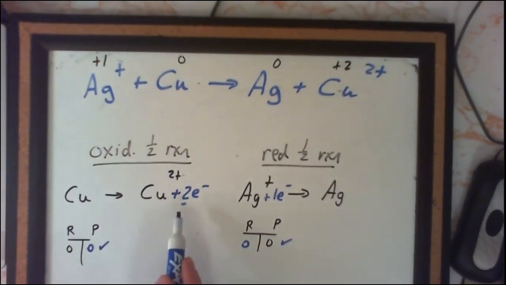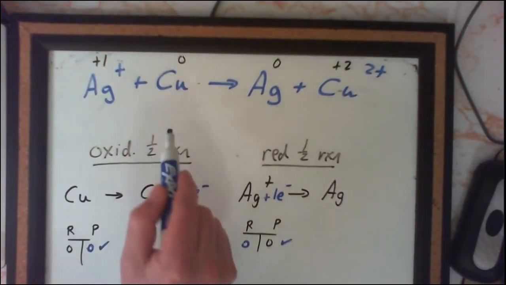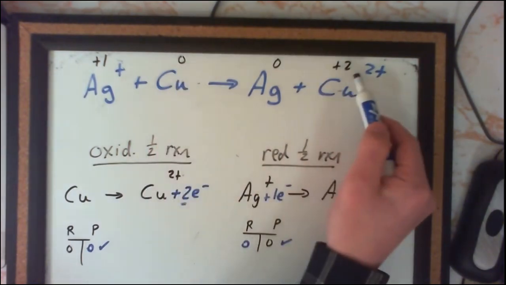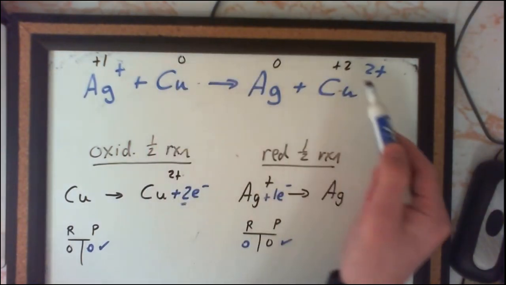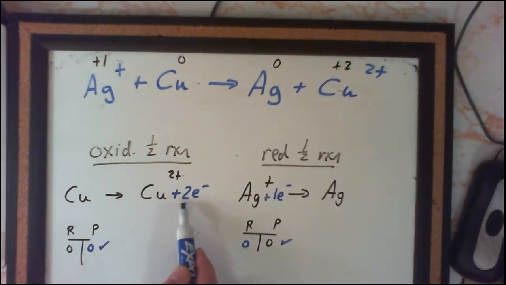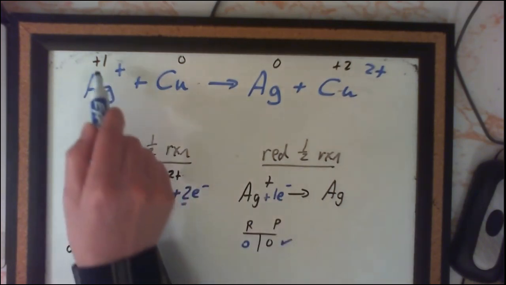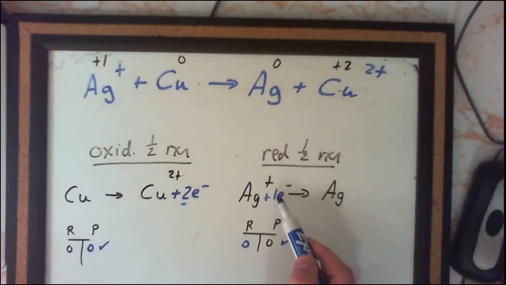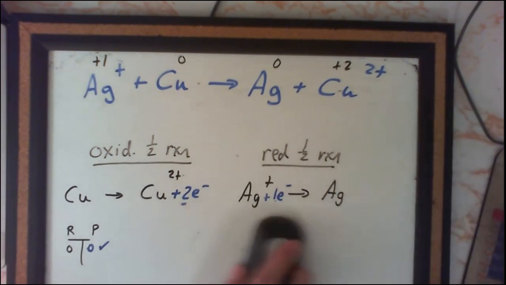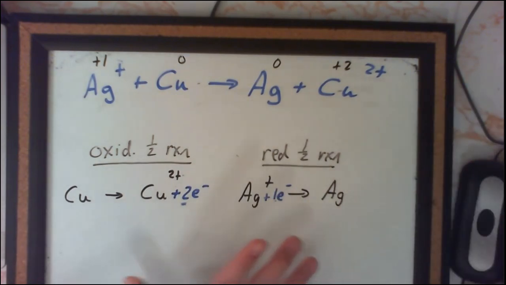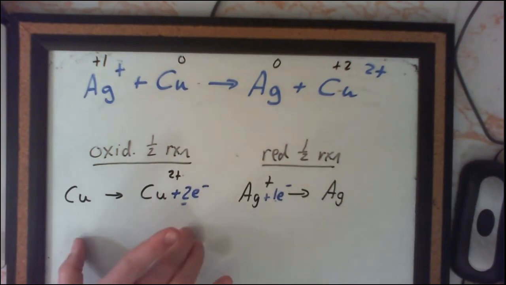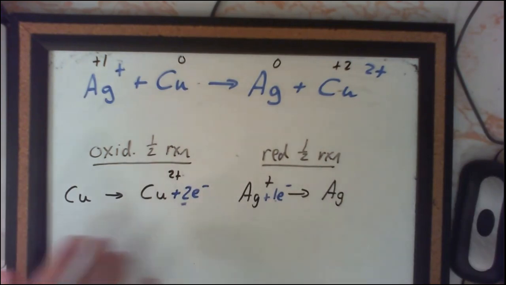And the reason why we had to add 2 electrons here was because the oxidation number changed from 0 to +2. So not only did the copper lose electrons, but specifically it lost 2 electrons, which is the number of electrons we had to add here to balance the charge. Likewise, the silver went from +1 to 0. It gained electrons, specifically 1 electron, which is what we had to add to balance the charge. So far so good. We now have 2 half reactions that are separately mass balanced and charge balanced.